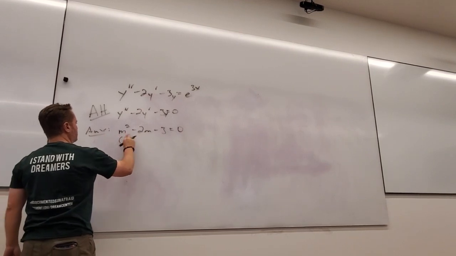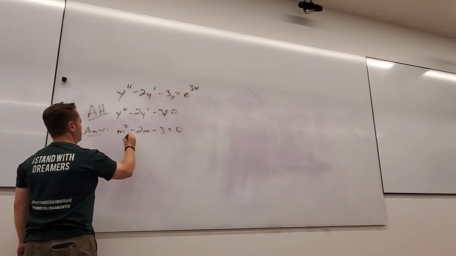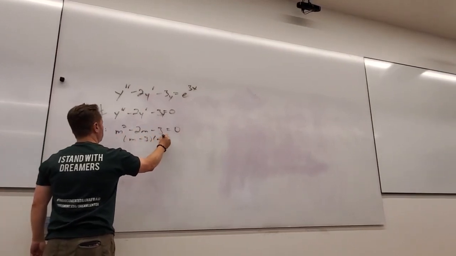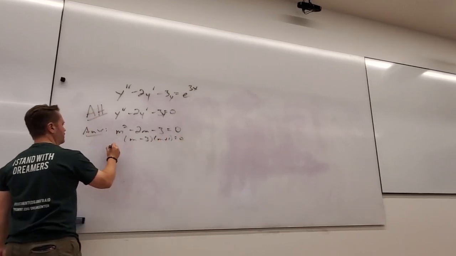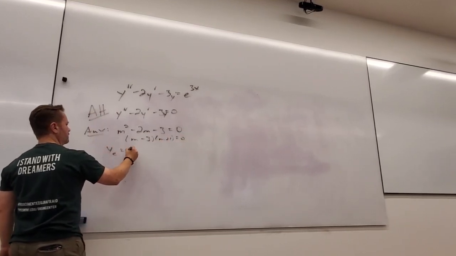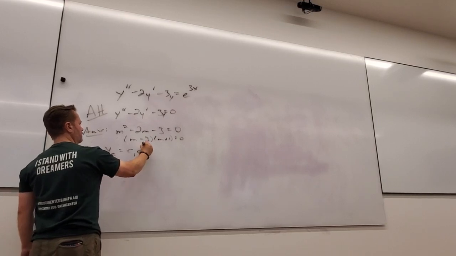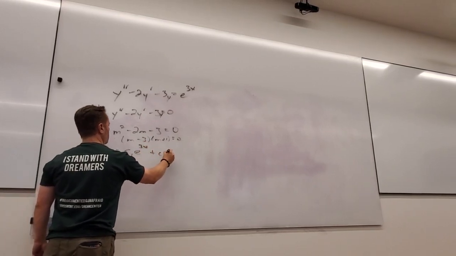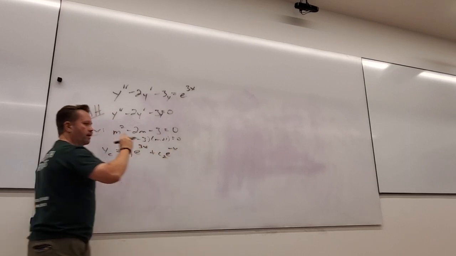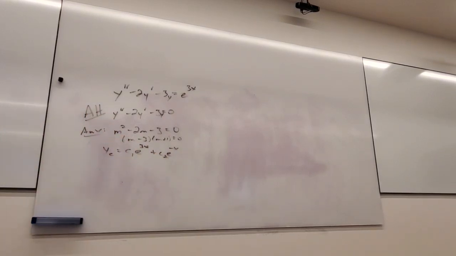Then here you get, screw it. Yeah, well, I mean, what do you get? M minus 3 times M plus 1. So then I get, can you guys just jump to this? Y equals C1 times e to the 3x plus C2 times e to the negative x. Beautiful. Now, can you identify an issue with the next step?